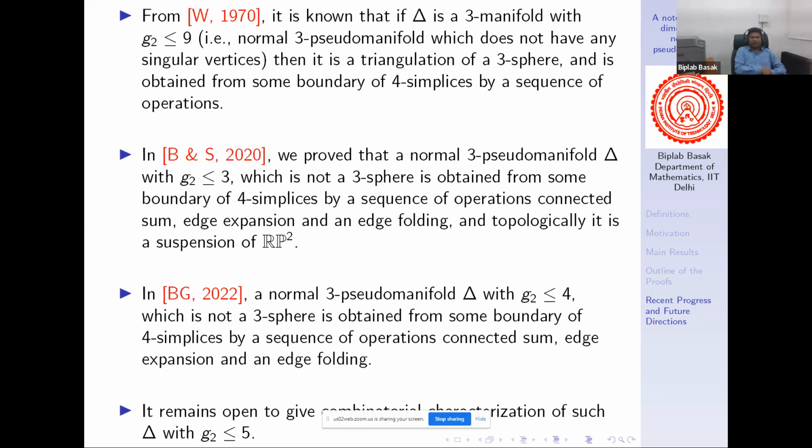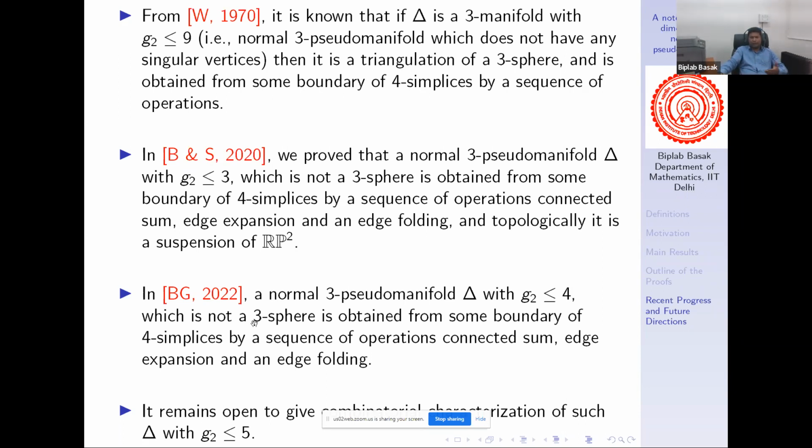And this is the other one. From Walkup's result, it is known that if delta is a 3-manifold with G2 less than or equal to 9, then it is a 3-sphere, obtained from the boundary of a 4-simplex by some sequence of operations. In this article, we actually extend that for normal 3-pseudomanifolds with G2 equal to 3. And we prove that in that case it comes from the boundary of a 4-simplex by a sequence of operations like X expansion and H folding, and topologically this is a suspension of RP2.